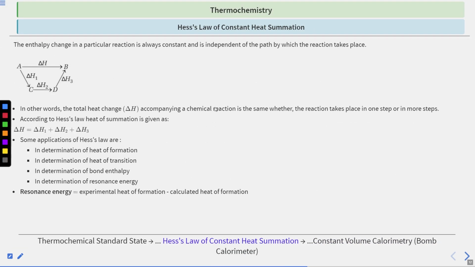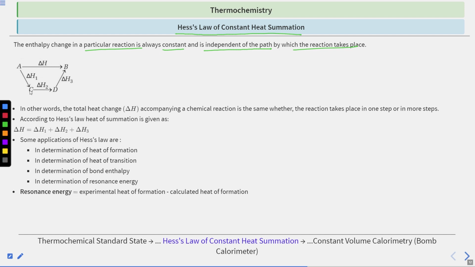Okay, now let's study Hess's law of constant heat summation. The enthalpy change in a particular reaction is always constant and is independent of the path by which the reaction takes place. So whether a reaction takes place in 2 steps, 3 steps, or 1 step, the enthalpy change of that particular reaction always remains constant. Okay, like you can see here, A is going to B, or A is going to C, then to D, then D is going to B. Okay, and these are the various enthalpies for every process.